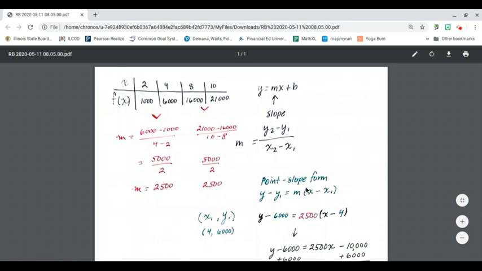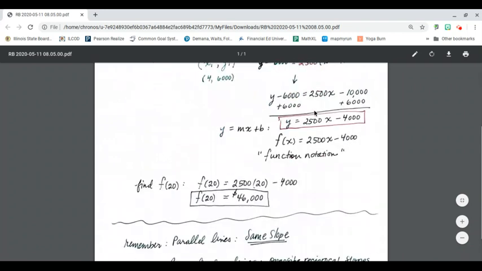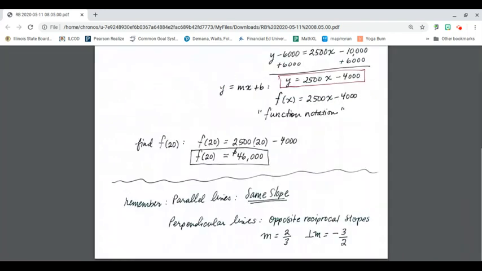Take a slope, find an arbitrary point or just some point out of a table value, a table given, or maybe they're going to give you an actual point, an x y coordinate pair. So I think that's pretty much all I have to say about that.